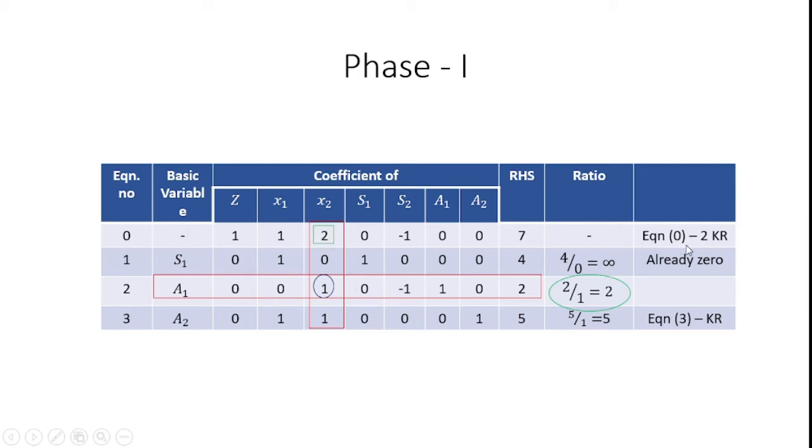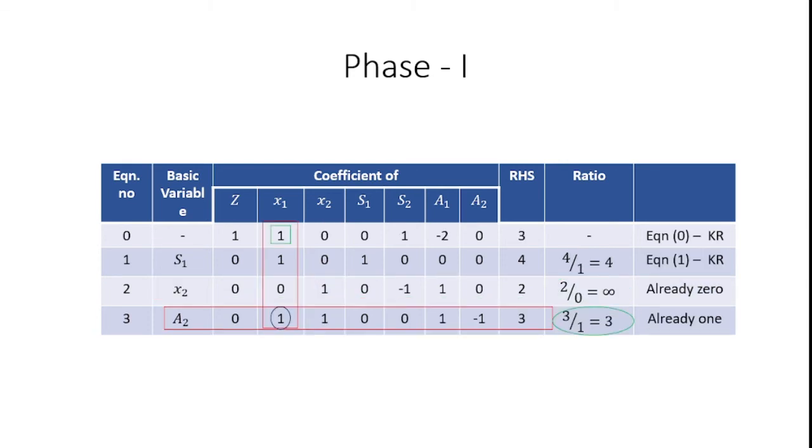So equation 0 minus 2 times the key row. Constraint equation 1 already has 0, so we won't convert that number. And in constraint equation 3 there is 1 available, so we should convert that 1 into 0. How can we convert it into 0? Here 1 is available, and the key row already has 1, so equation 3 minus key row easily gives 0 for x2, I mean the other elements of the key column become 0. Likewise, we may convert the other elements available in the key column into 0, and likewise we can perform the other steps.